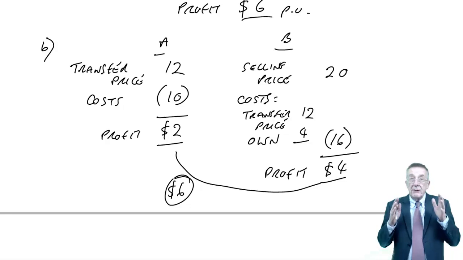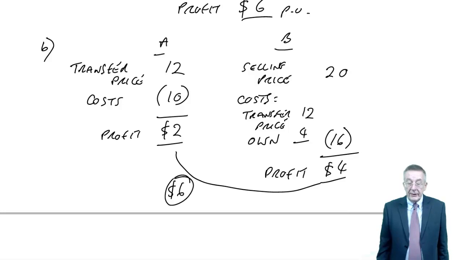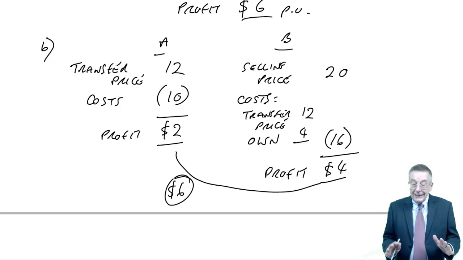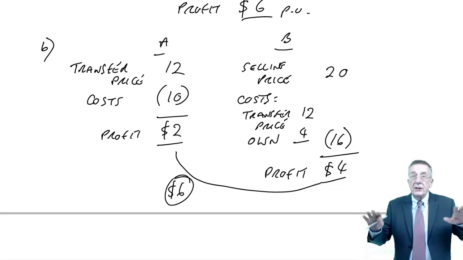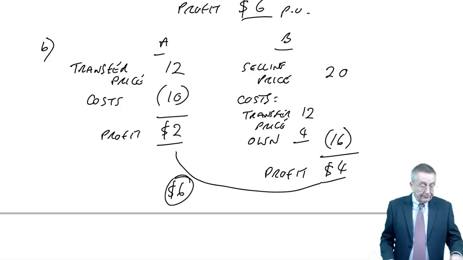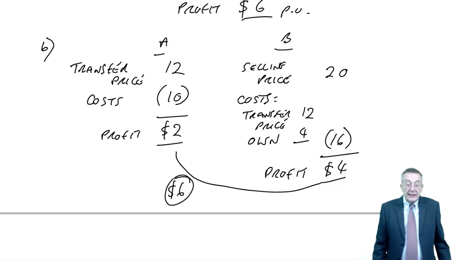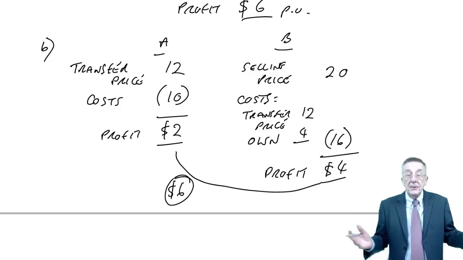The divisions are in the same country. Tax is irrelevant. The transfer price is purely to be able to make each division profit accountable. So that's why we have a transfer price. The question is, how do we go about deciding? Is the transfer price $12? Is the transfer price $14?